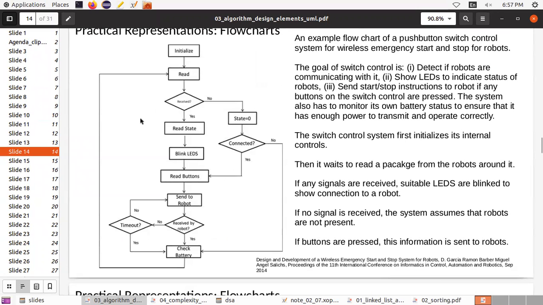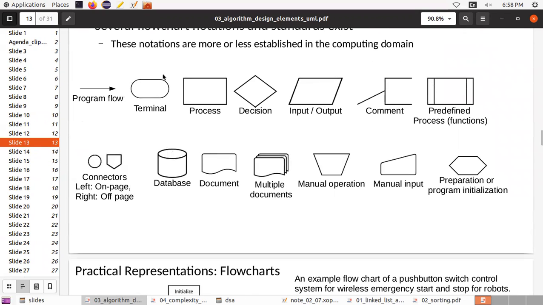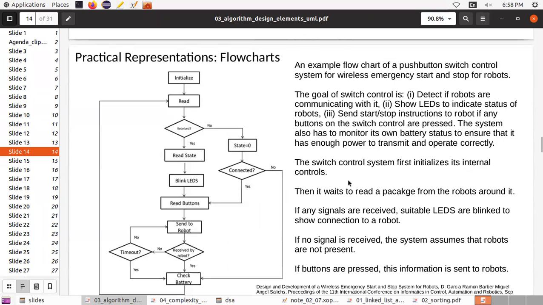This is an example flowchart to show start and stop of robots. Okay, again, I'm not going to go through this in a lot of detail. It's a very straightforward algorithm, very straightforward set of steps. Decisions are represented by these decision boxes. Rectangles are used to represent steps. So for instance, here, this initialize step, ideally, according to the flowchart convention, it should have been written like this or like this. But they've just decided to use a rectangle.